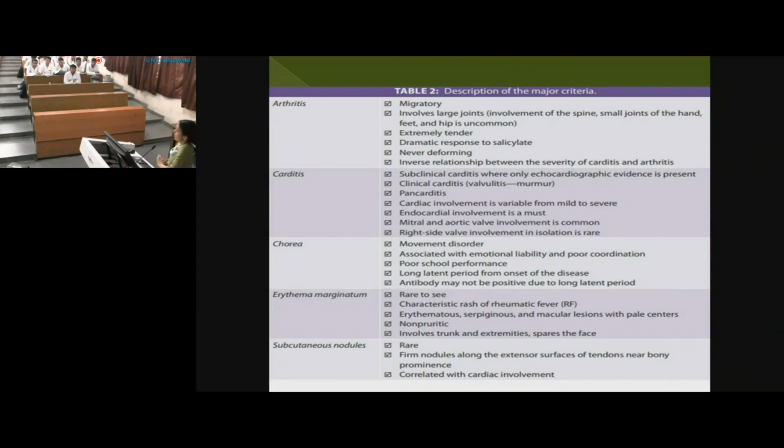But it is never deforming. And usually when we start aspirin, within 48, 72 hours, everything just vanishes. The child is as good as new, he's walking and running, right? So that is again the therapeutic test that we do.